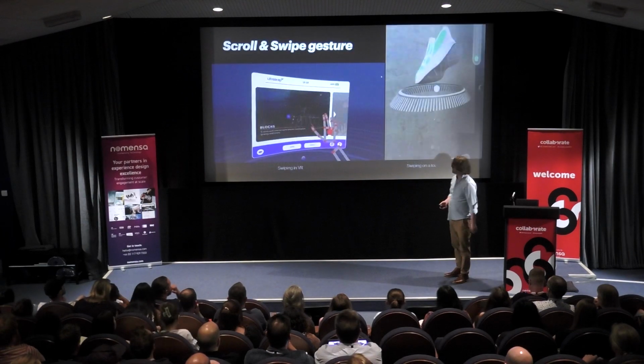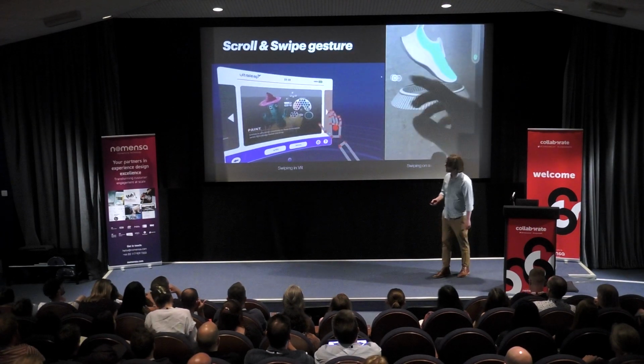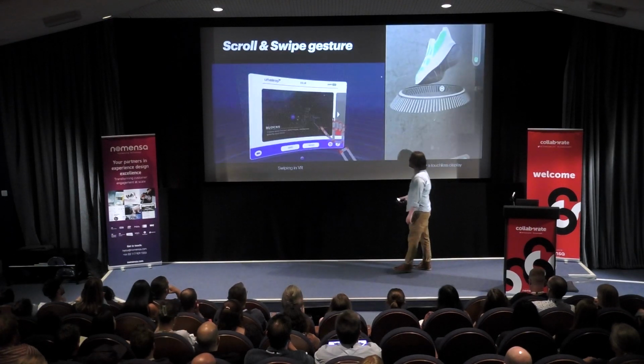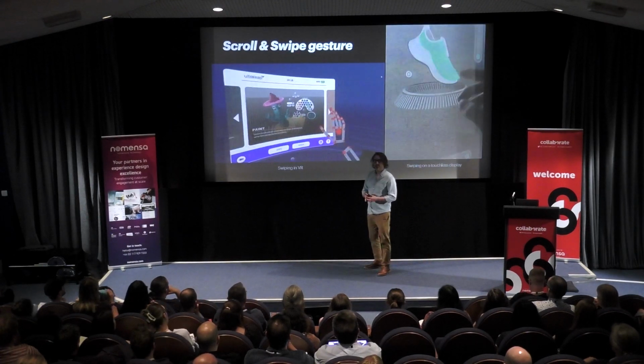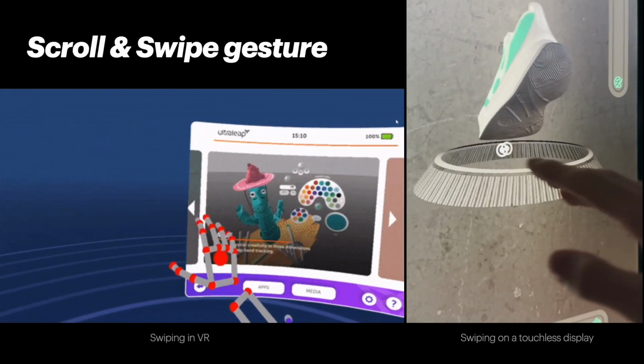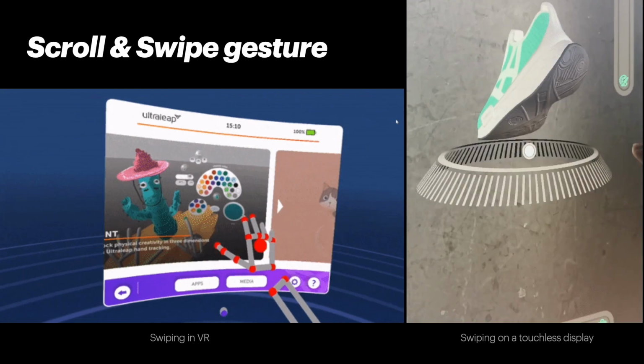Once you've got your taps going, the next thing will be scrolling and swiping. This time I've got VR on the left and I've got touchless displays on the right. So over here in VR, again, it's a bit more straightforward. I've got my UI panel in 3D. I've got my carousel on it. Swiping it's a bit like swiping a touchscreen.